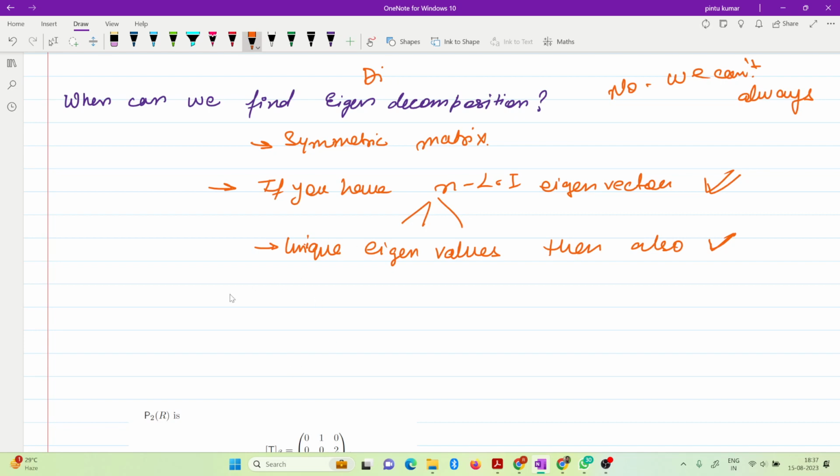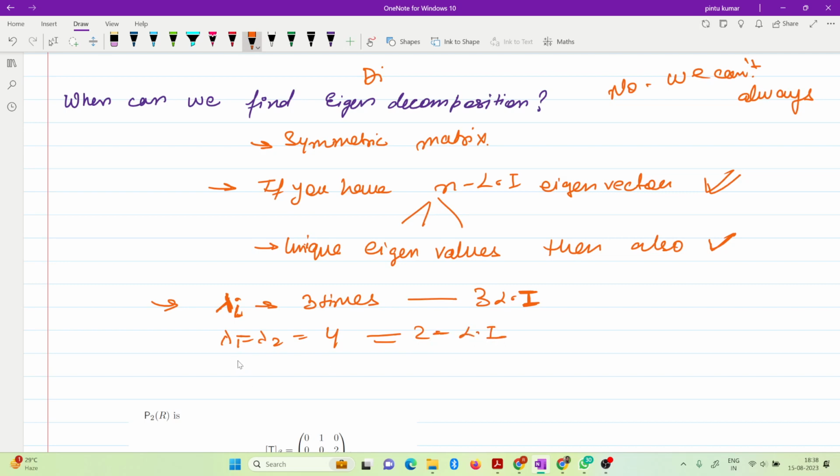Another thing to note: let's say you have an eigenvalue lambda I that occurs 3 times. If you have 3 linearly independent eigenvectors corresponding to this, then you can find an eigen decomposition. So for every lambda I, this should be true. If lambda 1 equals lambda 2 equals 4, then you should have 2 linearly independent eigenvectors corresponding to this.